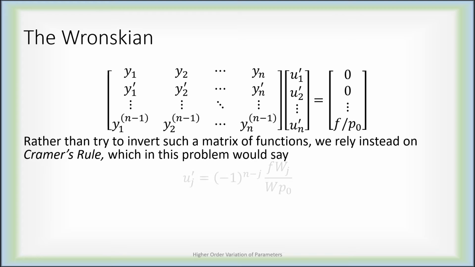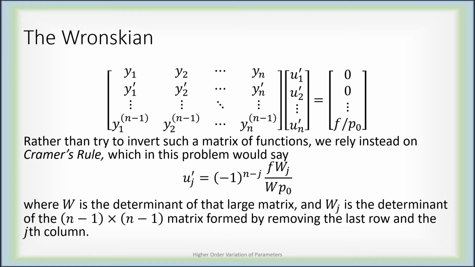which interpreted for this particular setup would say the following. uj prime is given by -1 to the n minus j times the forcing function times w sub j over the Wronskian times the forcing function p naught. So w is the determinant of the Wronskian, and w sub j is the determinant of the n minus 1 by n minus 1 matrix formed by removing the jth function from the expression.